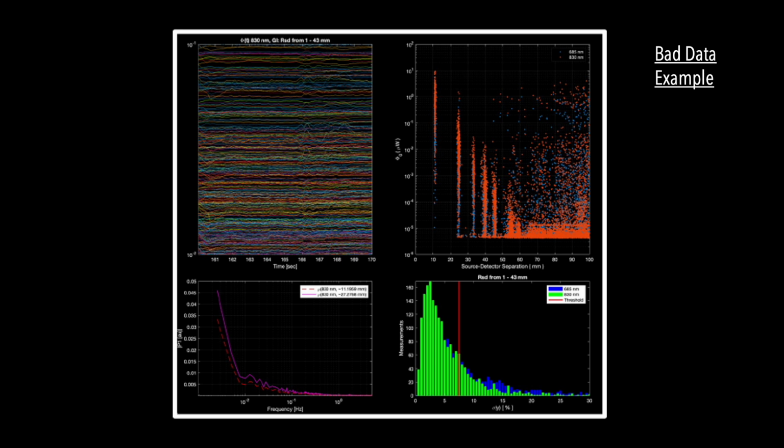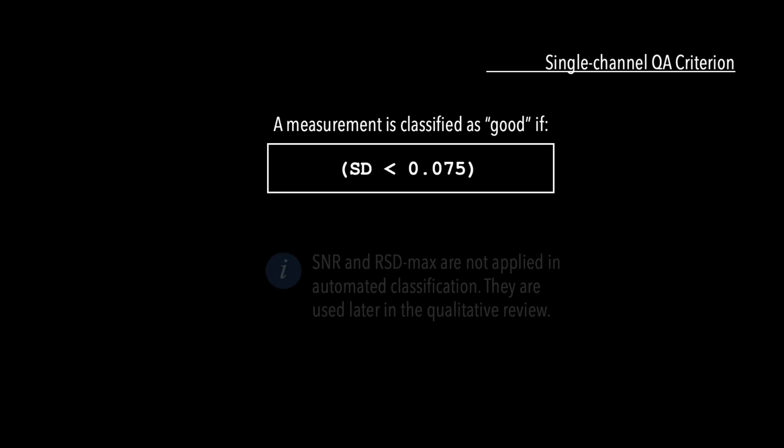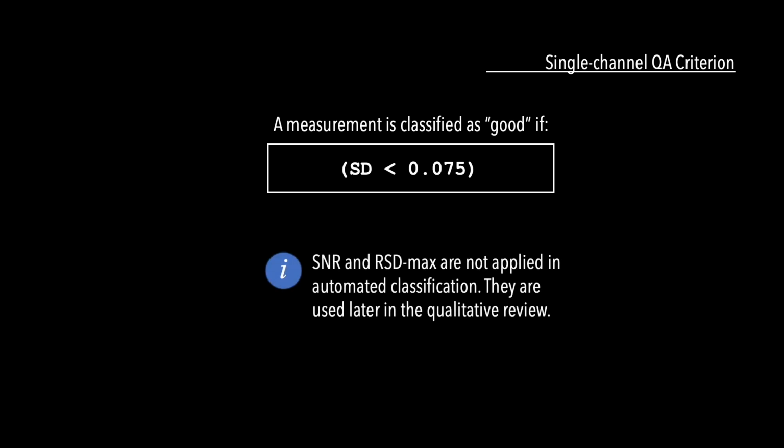However, to better understand the results of the QA evaluation, we need to consider how the metrics are applied. First, single-channel data is graded based on standard deviation. Specifically, a given channel will be included in processing if its standard deviation is less than threshold, which is generally fixed at 7.5% as shown earlier. Signal-to-noise and max separation distance are not part of the single-channel classification, although the metrics will be used later in the final QA review.